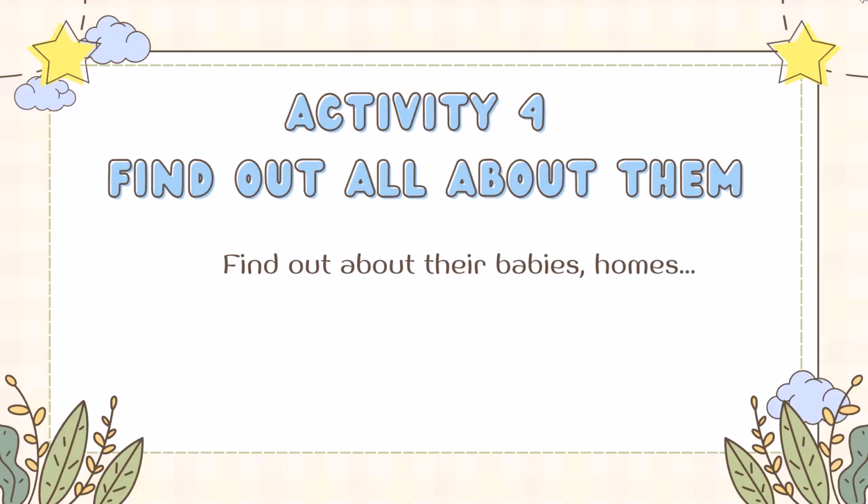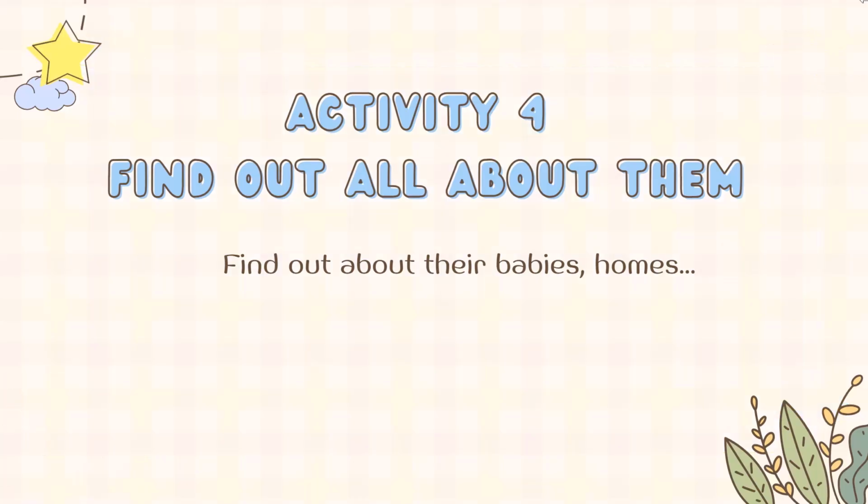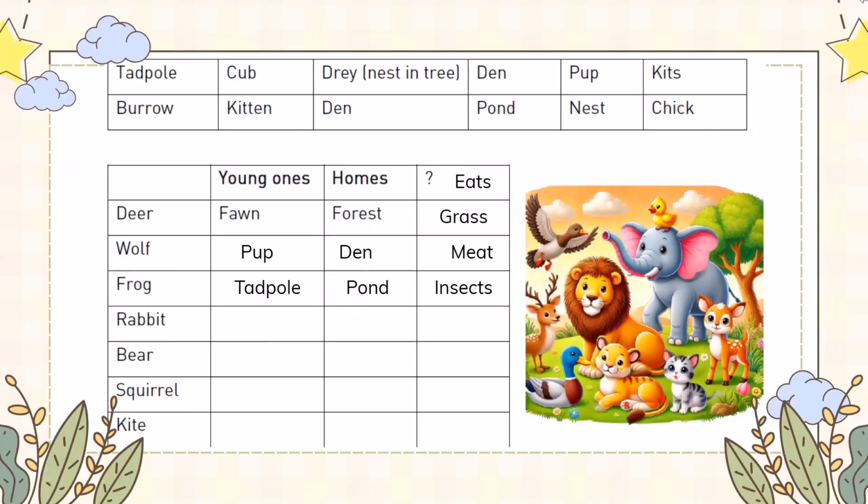Activity 4. Find out all about them. Write about their babies, homes, and other details that you like. Use the clues given in the box to complete the table. You may refer to other sources for information like the dictionary or even ask elders. For example, a deer's young one is fawn, a deer's home is forest, and a deer eats grass.